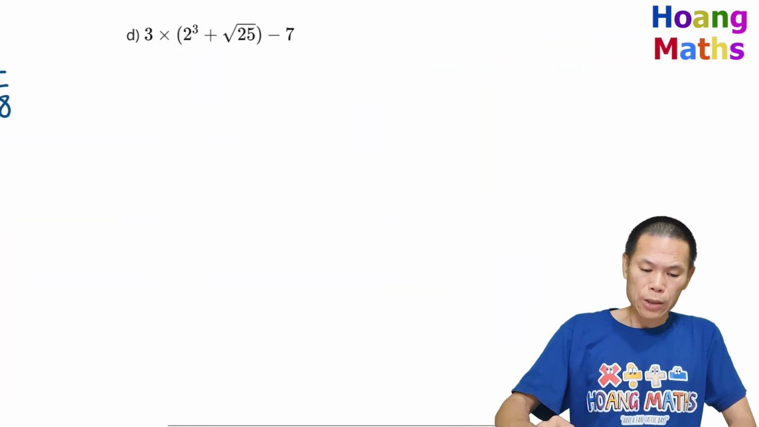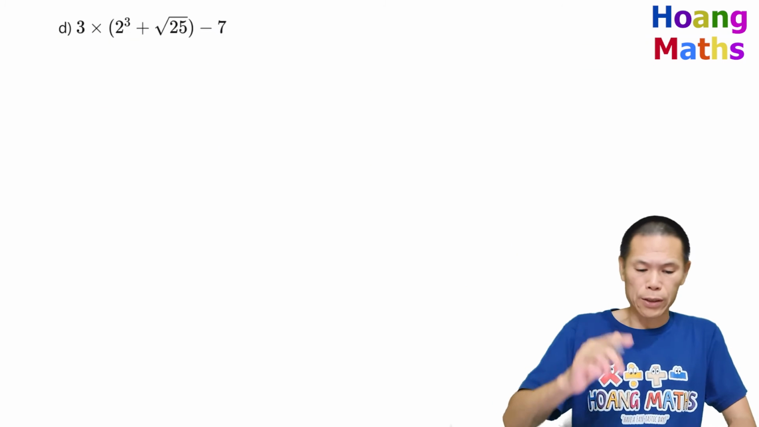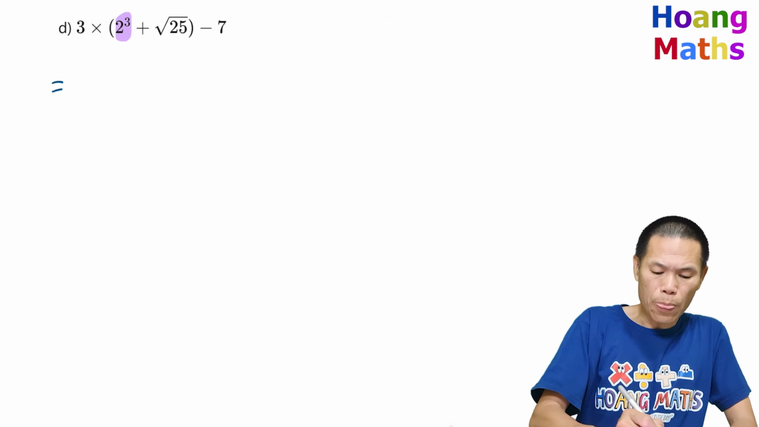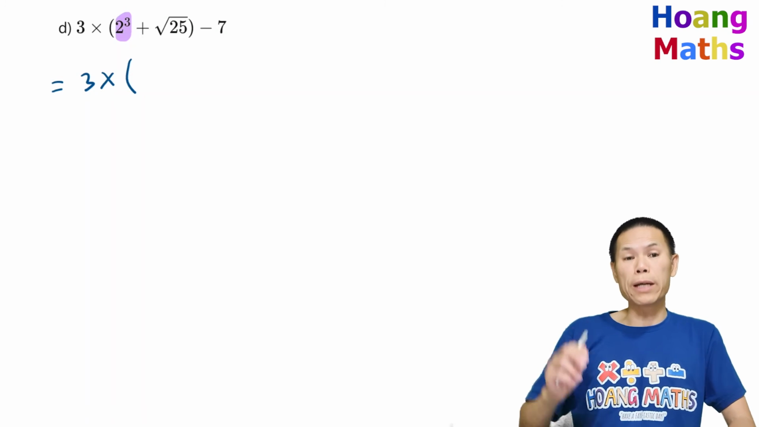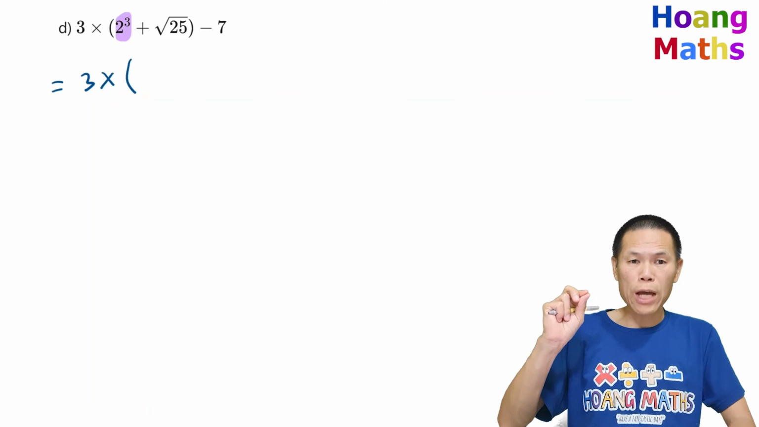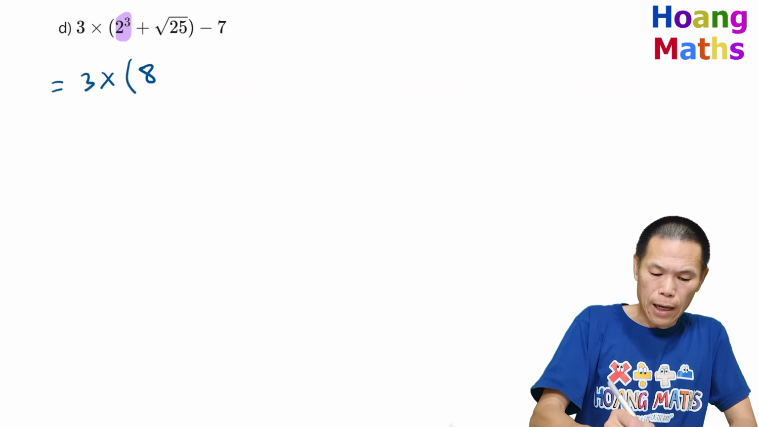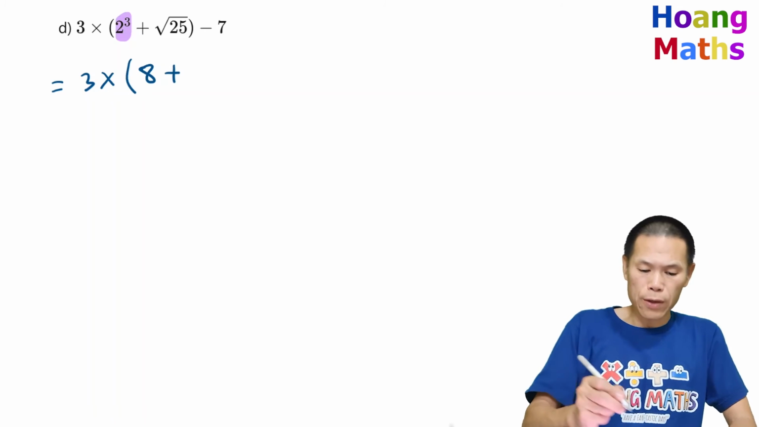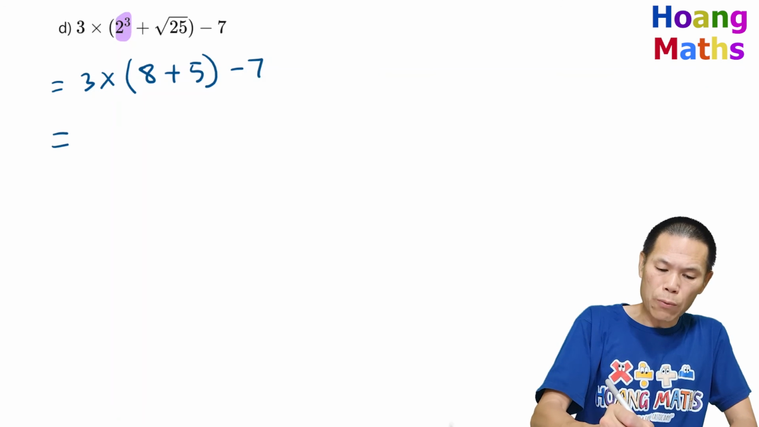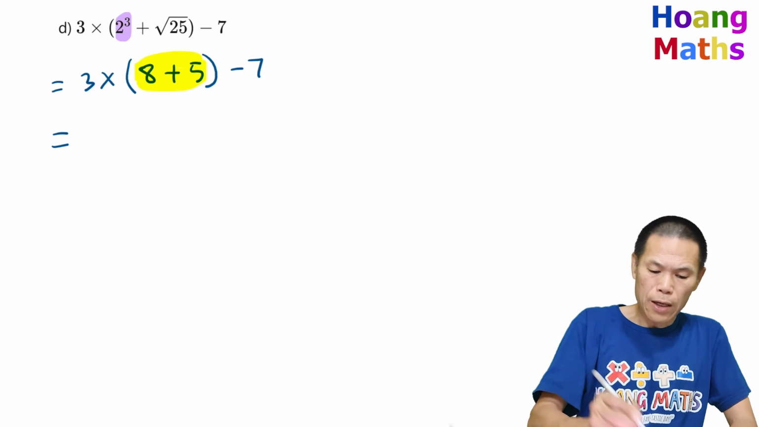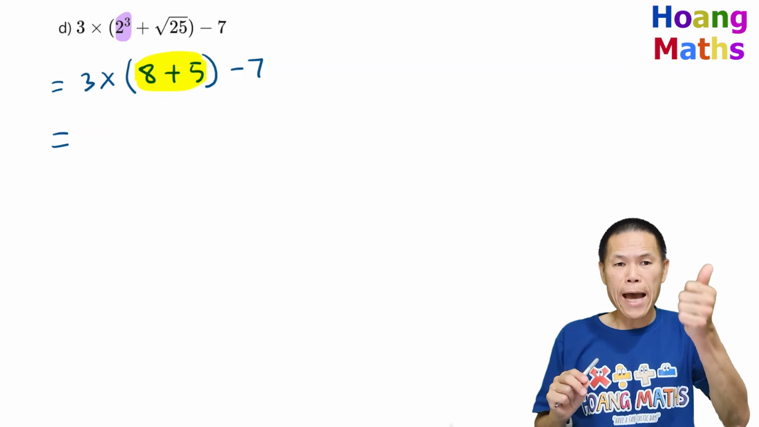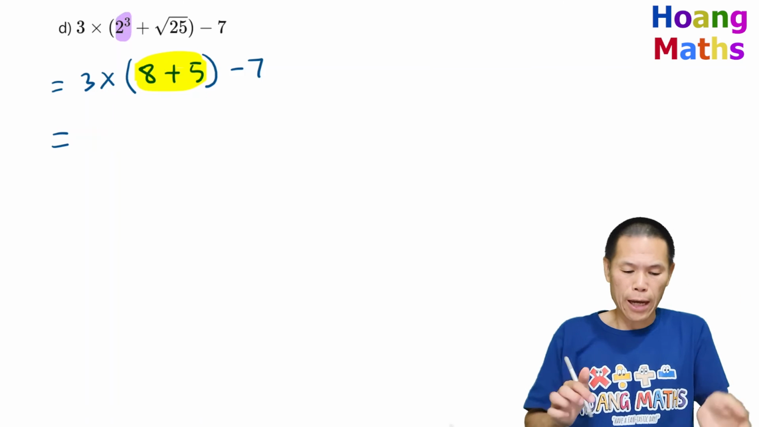Now part D. So we need to work out inside the bracket first. In other words, we need to work out 2 cubed first. So that is equal to 3 times 2 cubed is 8 because 2 times 2 times 2. 2 times 2 is 4. 4 times 2 is 8. And we plus the square root of 25, gives me 5. And we minus 7. Then what we do, we go 8 plus 5. So 8 plus 5 is 13, because otherwise you go 8, 9, 10, 11, 12, 13. Okay, keep that in mind.